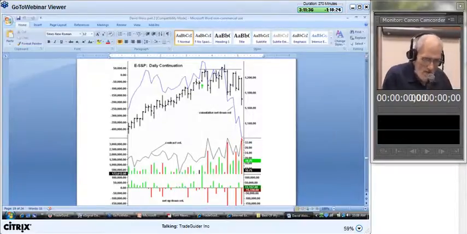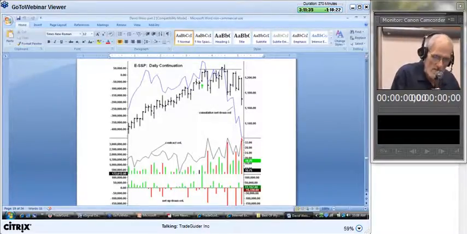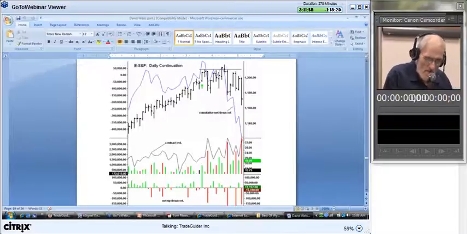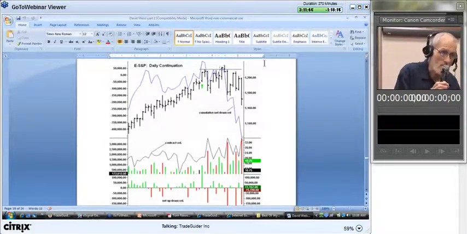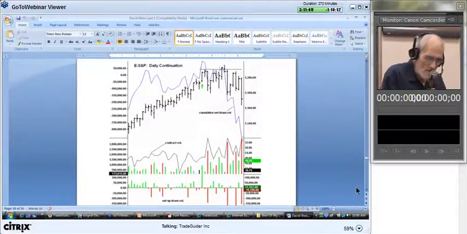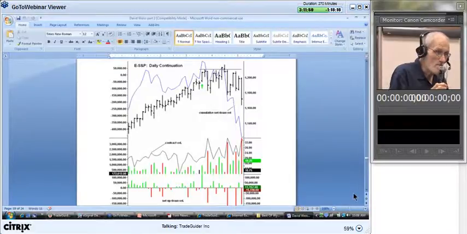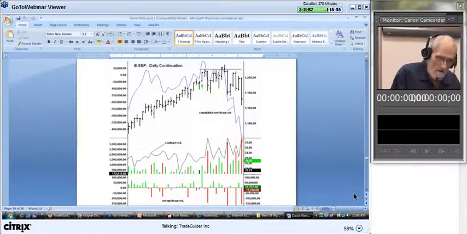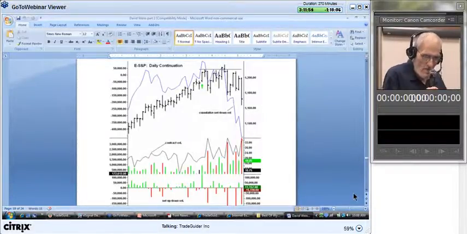in that you see that narrow range day, April the 26th, where the market made a slight new high and closed near the low. That was quite an indication that the market was going to go lower. Of course, how much lower and how it was all going to unfold was a different matter.